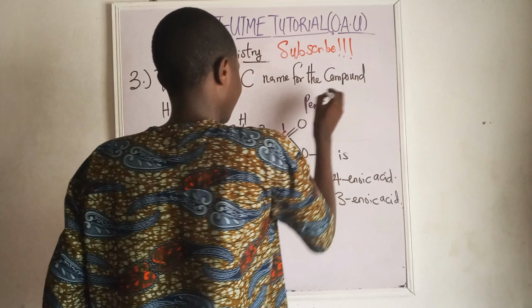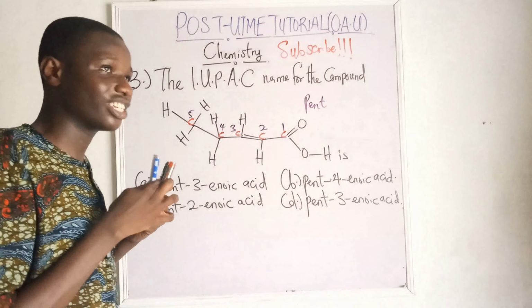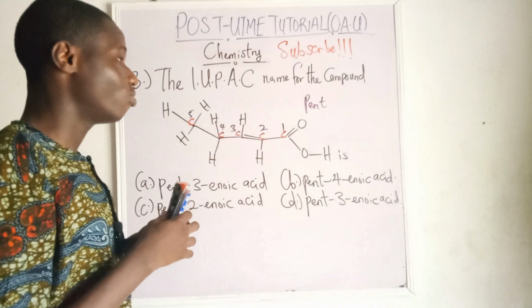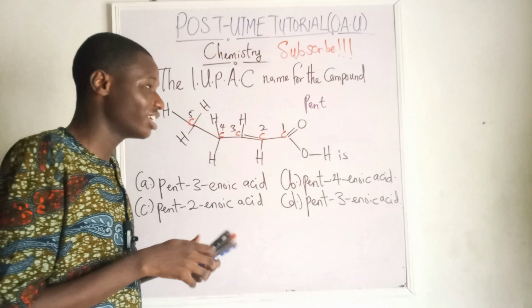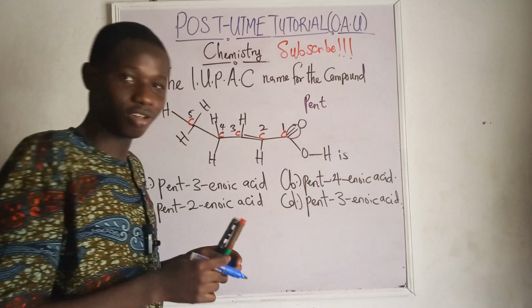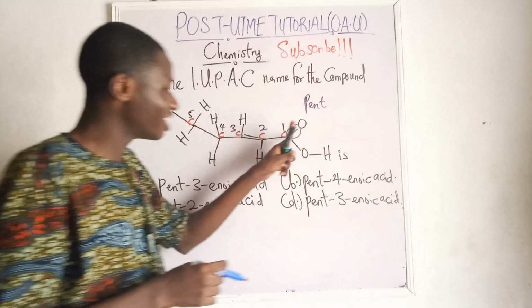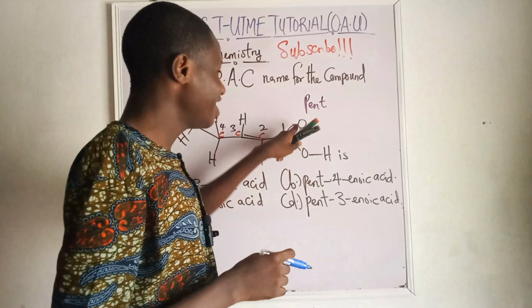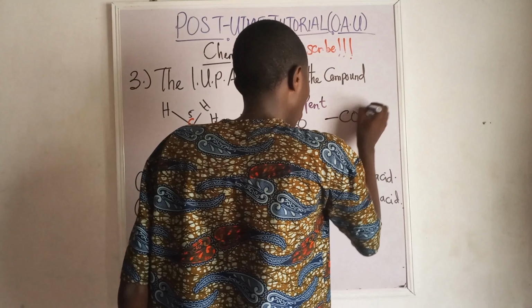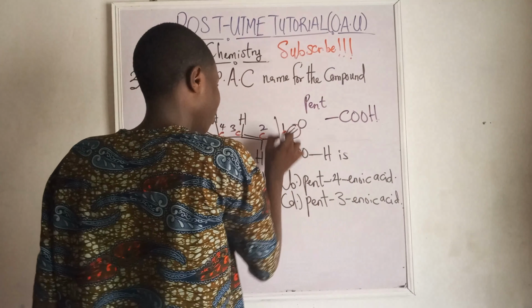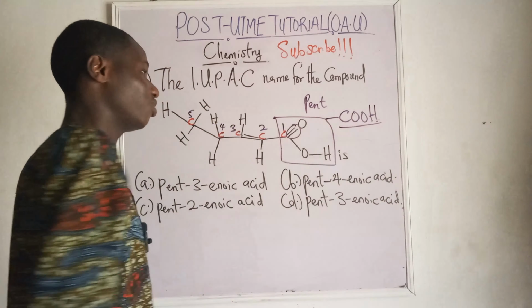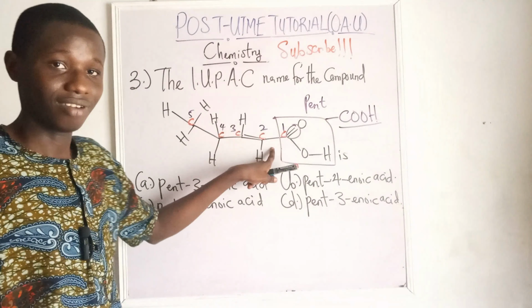Now, the next thing you are going to ask yourself is, where do we have a double bond? The double bond here cannot be counted as a double bond. Why? The reason is because this double bond is part of the functional group COOH. If you rewrite this, what do you have? COOH. So this double bond will not be counted as a double bond.